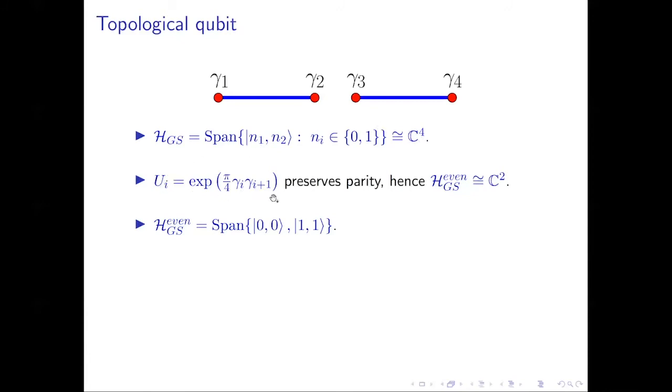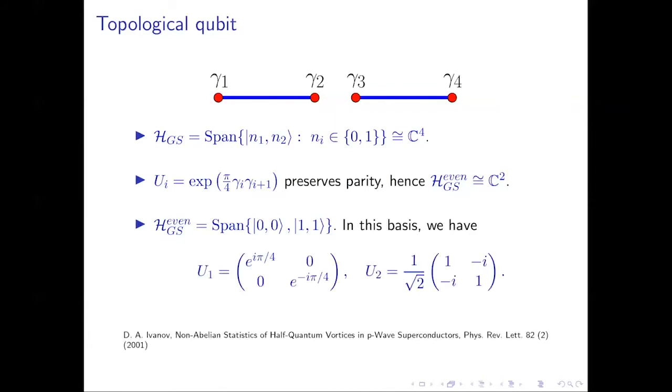But the exchange operator preserves parity. So we have to take the ground space with fixed parity. Let's say that we take even parity. So this is our ground space, and this is then a qubit.